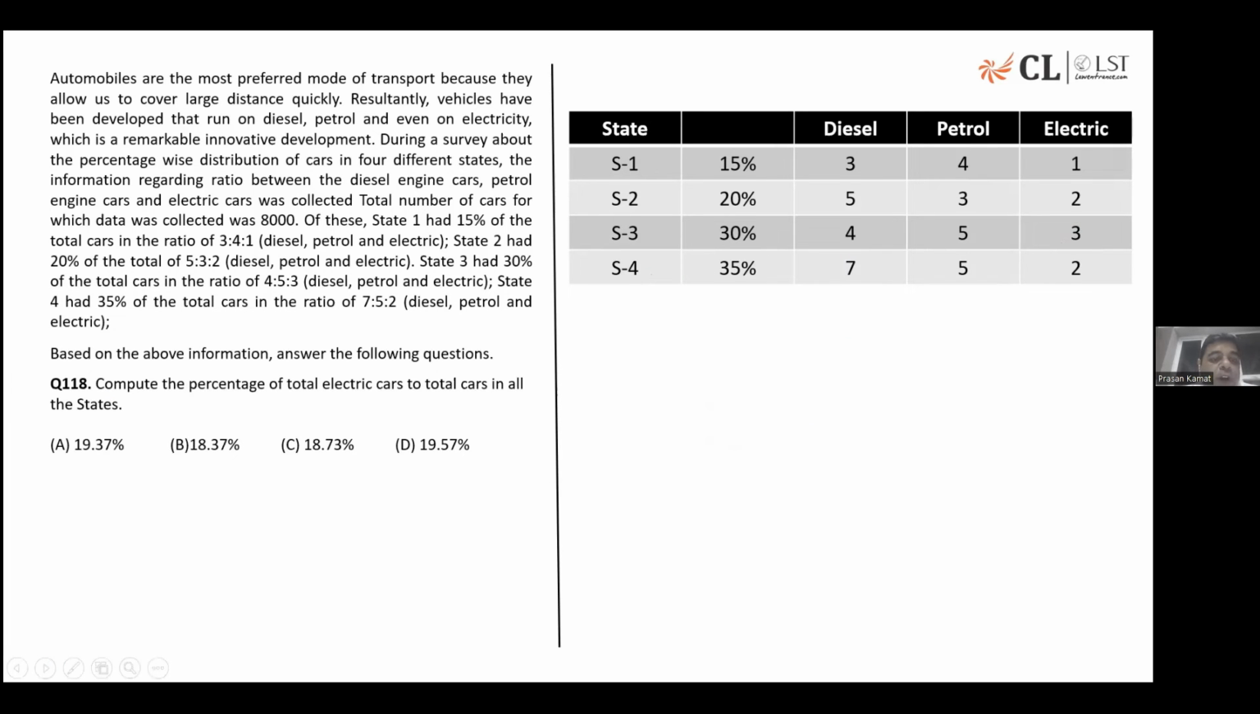Compute the percentage of total electric cars to the total cars in all the states. Now let's look at electric again. Okay, let me just quickly write down. See, this data would have been there in front of you. 8,000 was the total. So 15% was 1,200. This was 1,600. This was 2,400. This was 2,800. So electric cars in state 1 will be 1 by total parts are 8 parts. Yeah, if you add 3 plus 4 plus 1, it will be 8.